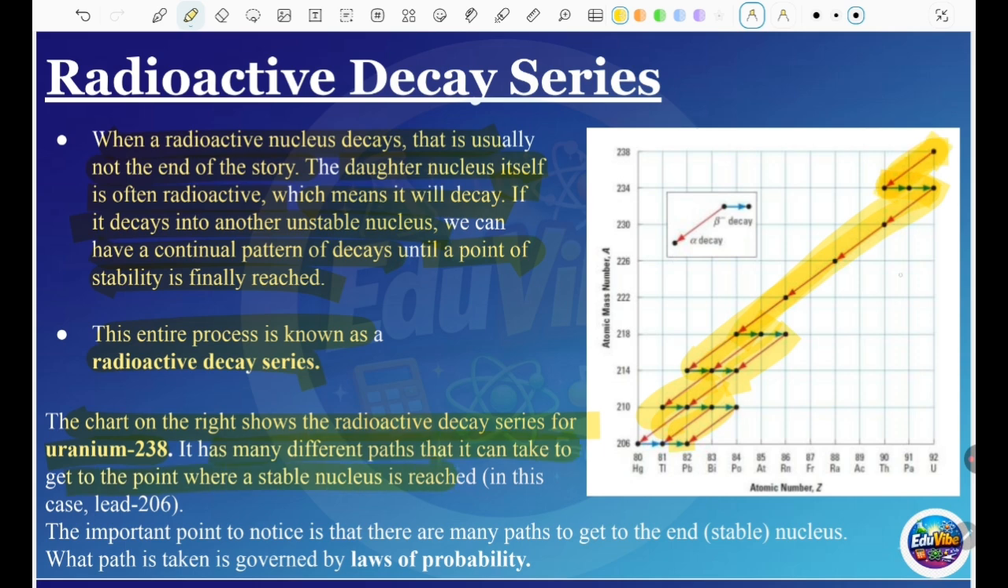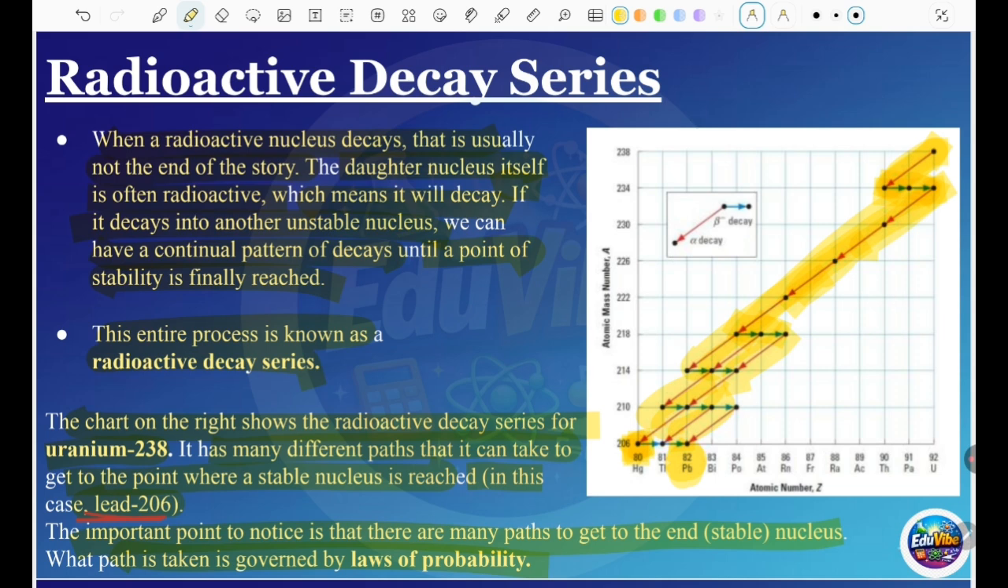So there are many paths. The arrows represent that. They go over there, then straight over there, and to reach the stable nucleus, which is lead 206. The important point to note is that there are many paths to get to the stable nucleus. The path taken is determined by the laws of probability.